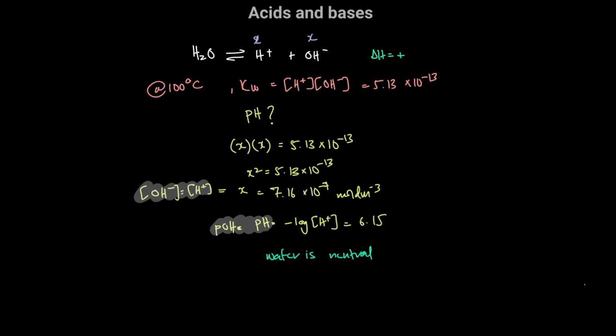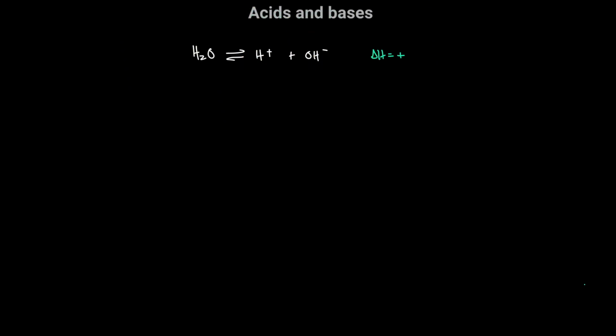Similarly, because this autoionization is endothermic, you can have something at 0 degrees Celsius as well. At 0 degrees Celsius, Kw, which is again the concentration of H+ times the concentration of OH-, is equal to 1.1 x 10^-15 mole^2 per dm^6. Those are the units of Kw, mole^2 dm^-6. Now again the question is, what is the pH of pure water at 0 degrees Celsius?